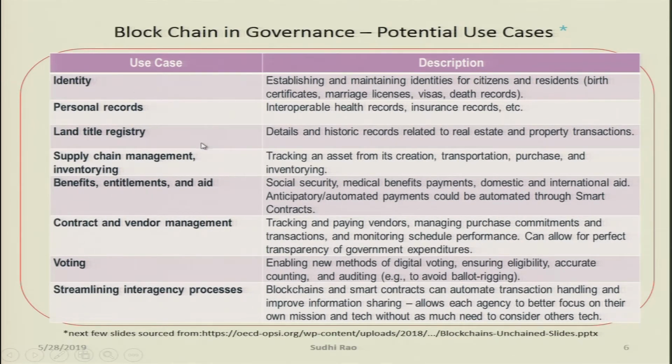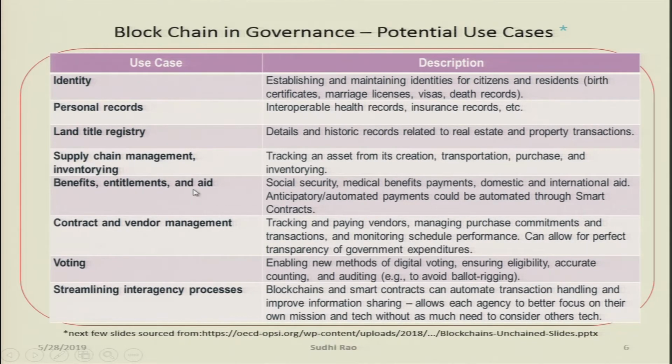Supply chain management, inventory, we already saw two examples in the commercial world. The public sector can also use it, especially, for example, the public distribution system, what we call the ration shop. They probably can use blockchain in a similar manner to reduce their cost of carrying the inventory, for the logistics, things like that. Tracking an asset from creation, transportation, purchase and inventorying.